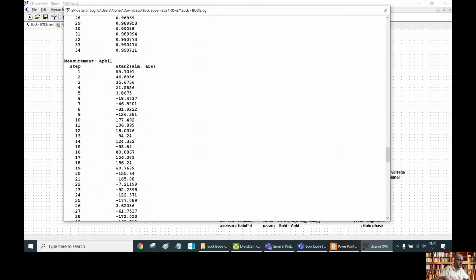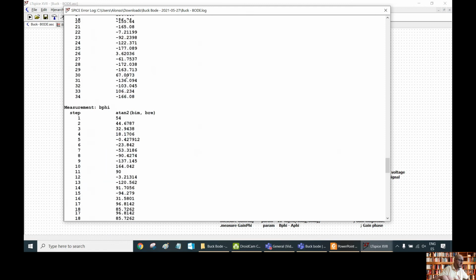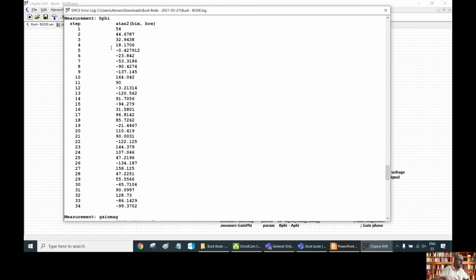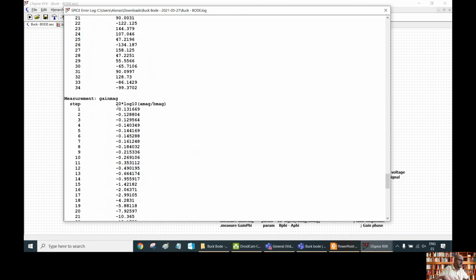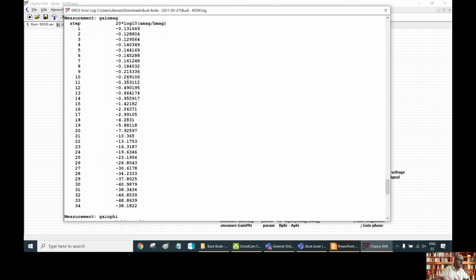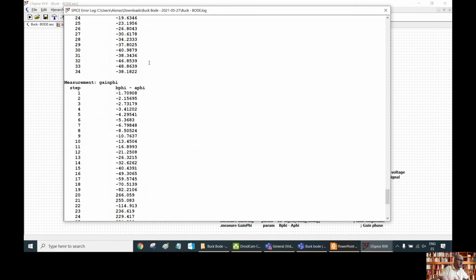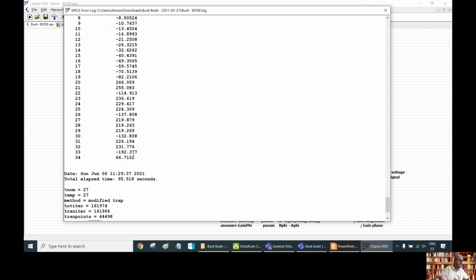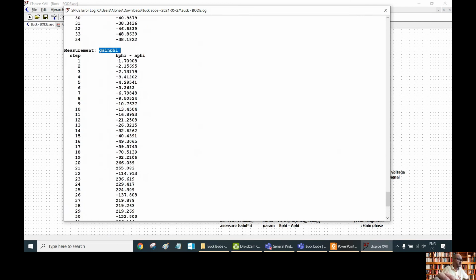Then the phase at the output, A5. Then the phase at the input, B5, and then the magnitude of the gain, using this expression, and then the phase of the gain. So with this we have all the data.